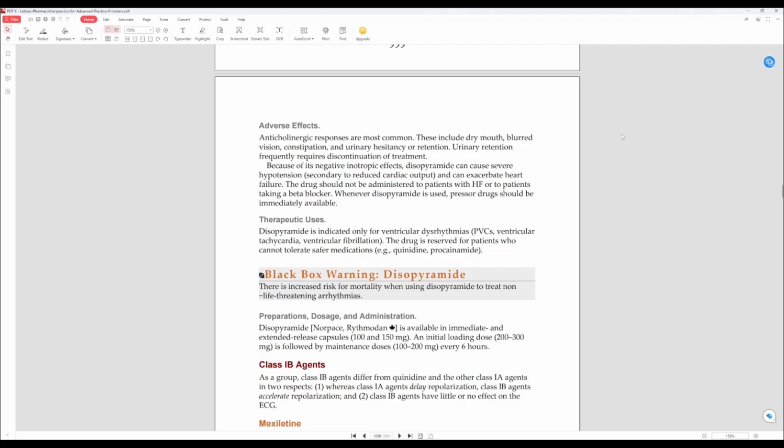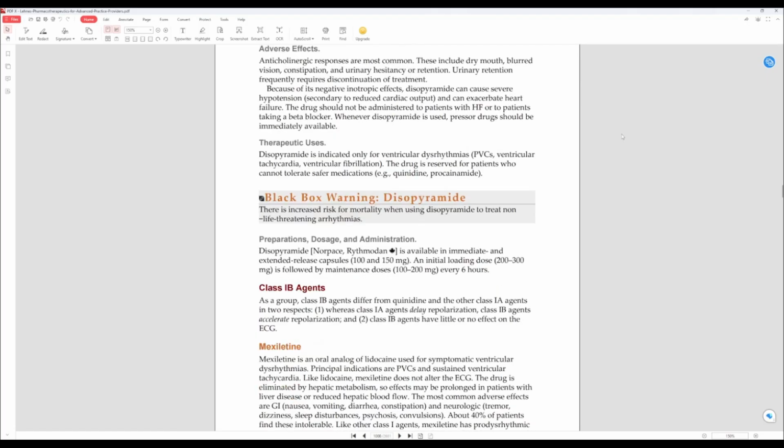Because of its negative inotropic effects, disopyramide can cause severe hypotension and can exacerbate heart failure. The drug should not be administered to a patient who has a history of heart failure or to patients who are taking a beta blocker. Whenever disopyramide is used, pressor drugs should be immediately available.